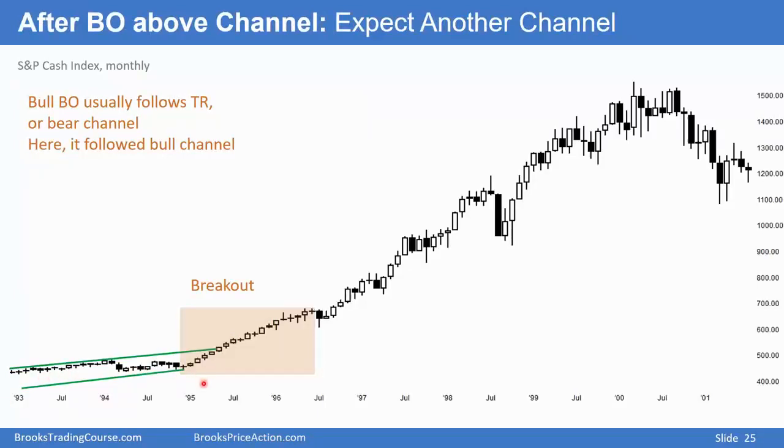Bull channel, usually you get a bear breakout and then a trading range. But here we have a bull channel and we got a bull breakout. So the market cycle starts over again.